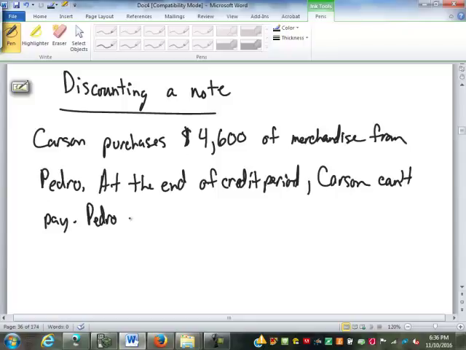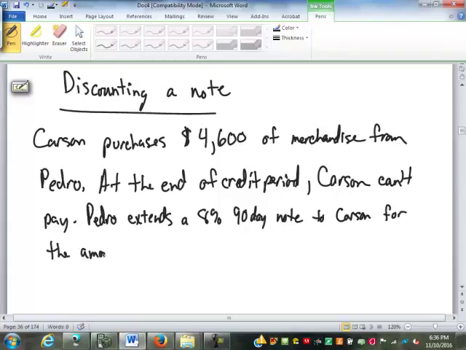So Pedro extends an 8% 90-day note to Carson for the amount which of course was the $4,600. Here's the problem. After 23 days, Pedro needs some money.